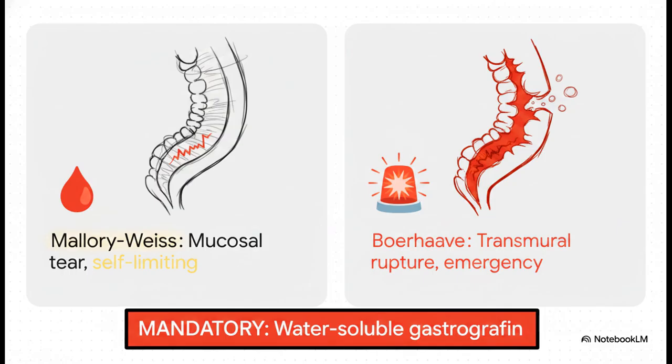Okay, let's move to transmural disruptions. You've got to strictly differentiate Mallory-Weiss tears from Boerhaave syndrome. A Mallory-Weiss tear is just a superficial mucosal laceration right at the gastroesophageal junction. It usually follows severe retching and presents with self-limiting hematemesis.